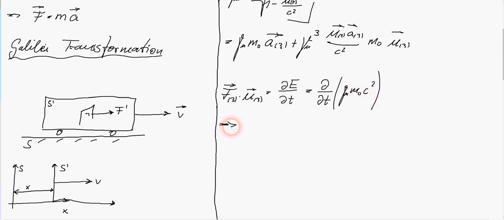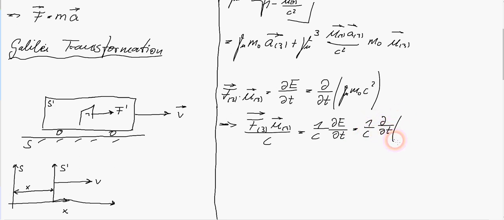And from that, it follows an expression which we need for the Lorentz transformation. It's F times u over c, equals 1 over c dE by dt, equal to 1 over c d over dt of just the energy E, the relativistic energy E.